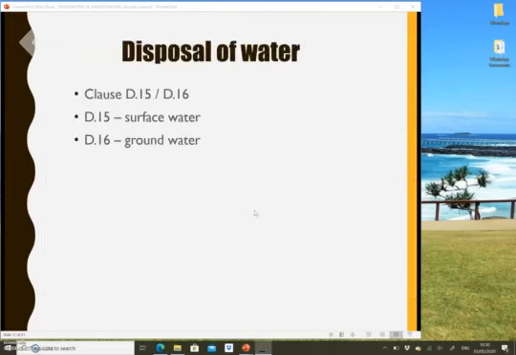Disposal of water. I always mention to students, always remember these 5 best friend of excavation work.